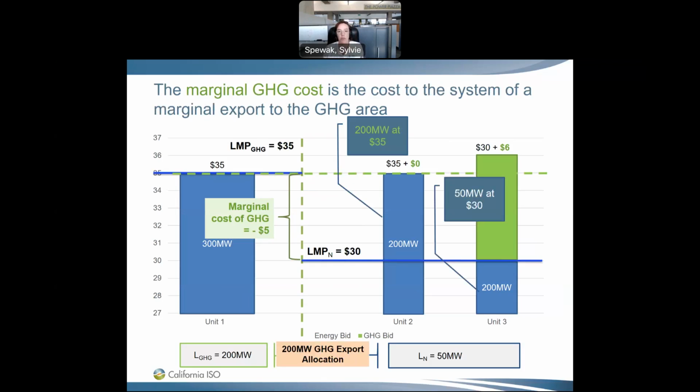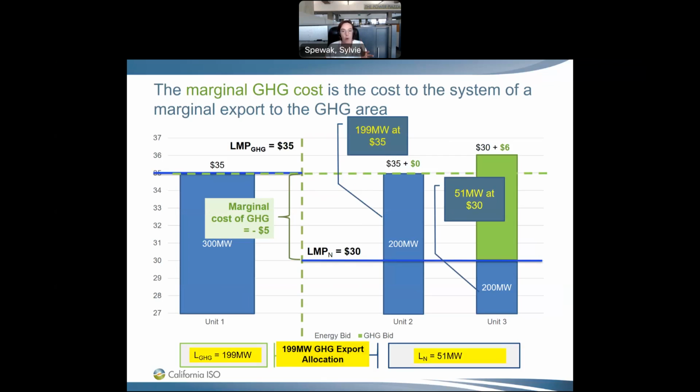I've picked a random GHG export allocation, and we're going to say that we take 200 megawatts from Unit 2. If 200 megawatts from Unit 2 are used to serve load in the GHG area, that means we have a 200 megawatt GHG export allocation because we're exporting 200 megawatts from the non-GHG to the GHG area. What does it look like to relax that constraint?